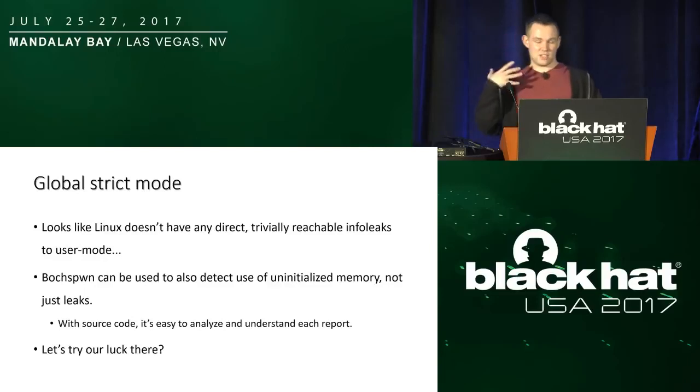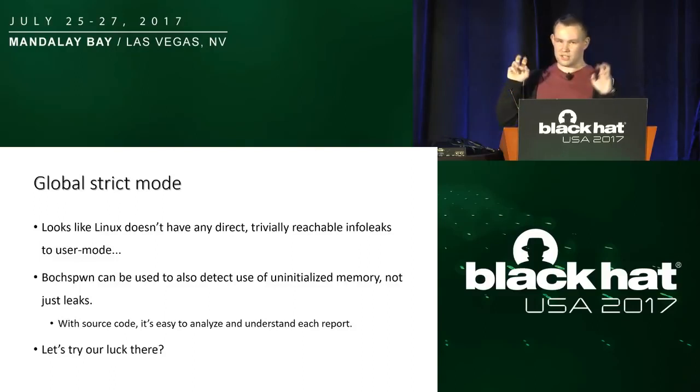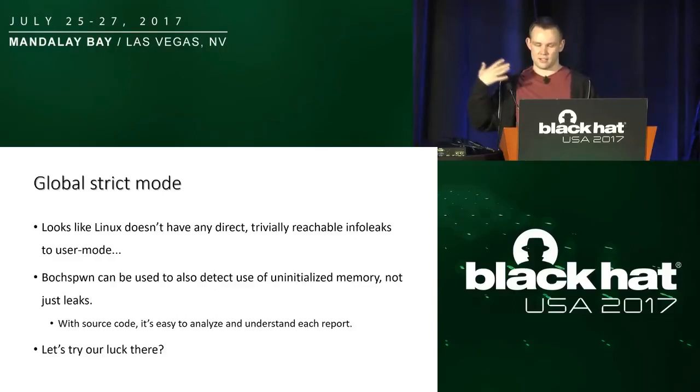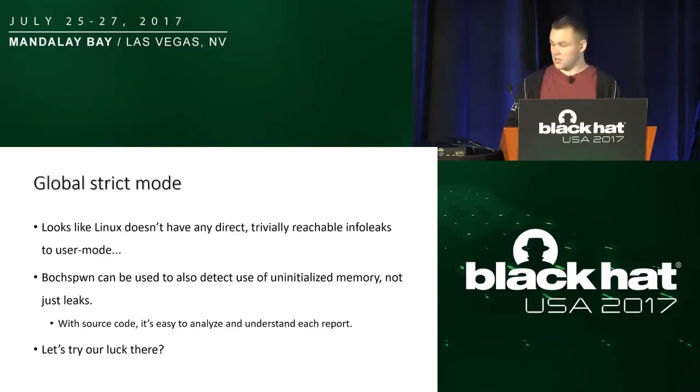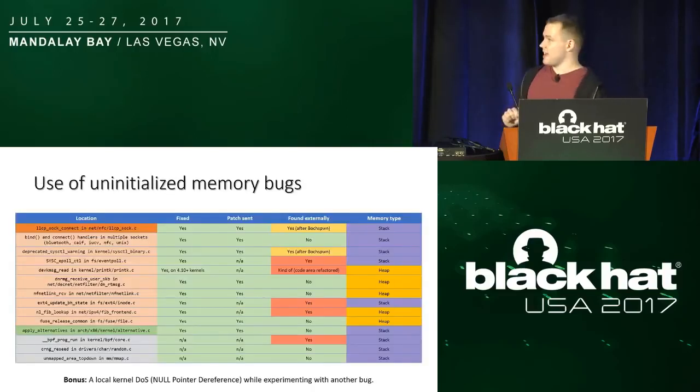Since that didn't work out so well for detecting just the direct kernel-to-user info leaks, I decided that I could enable the global strict mode, detect all uses of uninitialized memory, and analyze all of them. I had access to the source code in this case, so I could look into the in-depth root cause of every such instance. I did that, and this was luckier for me: I was able to find a few bugs.